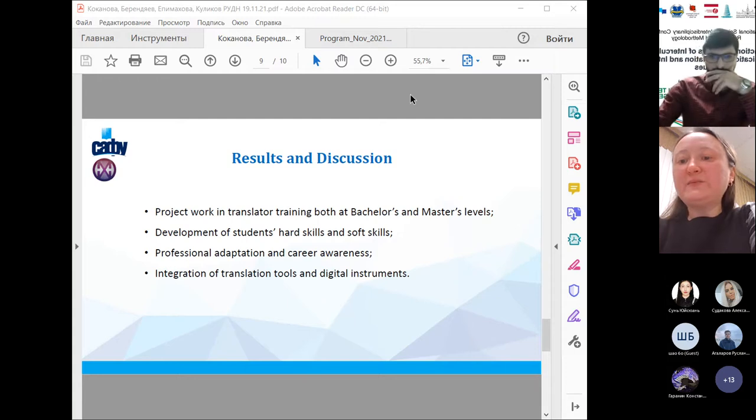By the end of their studies, bachelor's and master's degree students have experience of managing a translation project, fulfilling translation, editing and post-editing, creating glossaries with the help of several CAT tools. They usually don't have difficulty in working with CAT tools, and thus they meet the requirements of the modern translation industry.